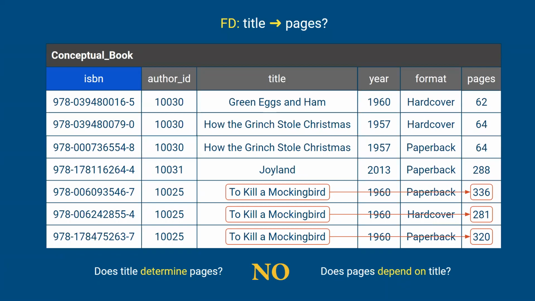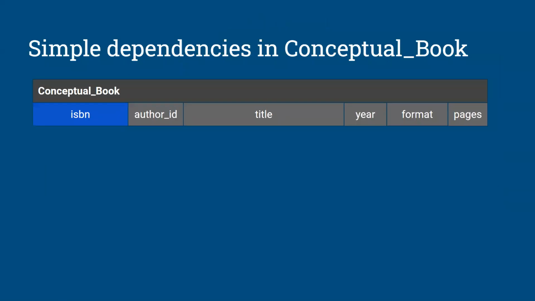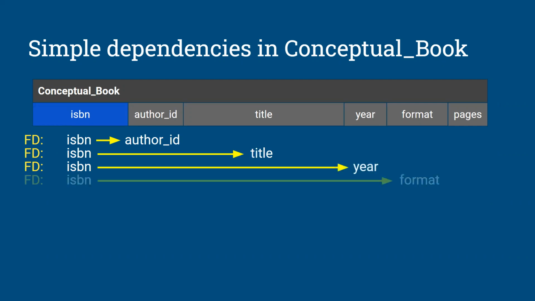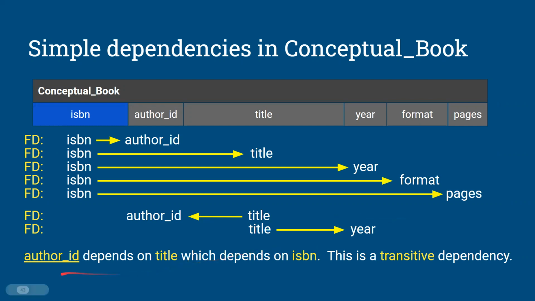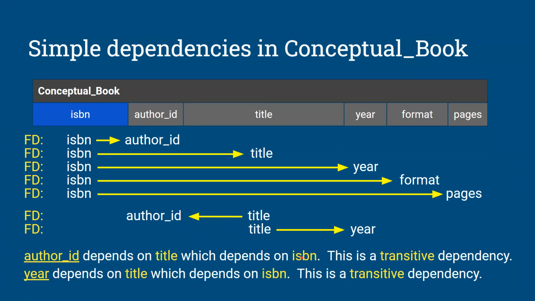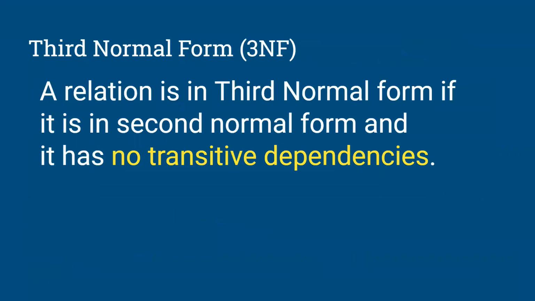Okay, so if we look at the simple dependencies that exist in this table, ISBN is the primary key. So it determines what? It determines them all. Then we also identified that the title determines the author ID and the title determines the year. And this is just another example: author ID depends on title, which depends on ISBN, the transitive nature of it. So these are both what we call transitive dependencies. We've got to get rid of them.